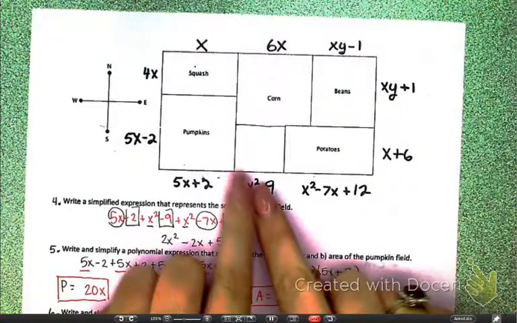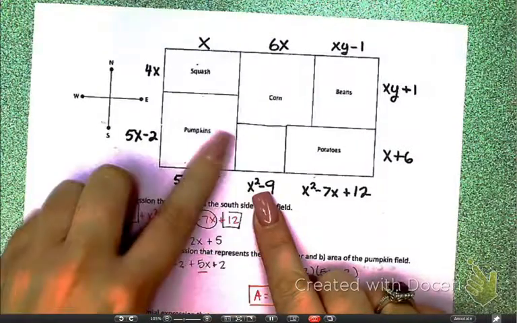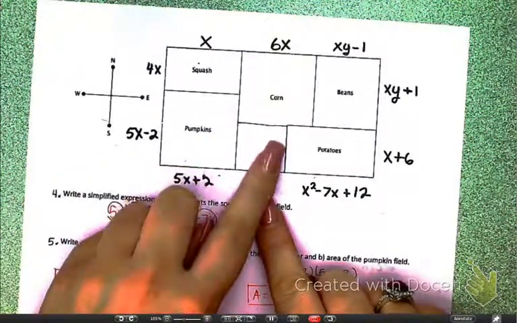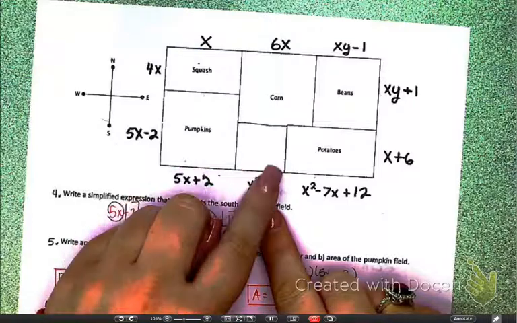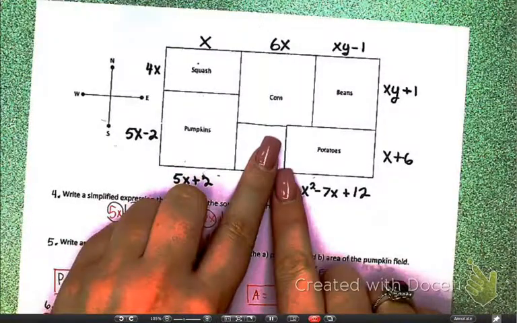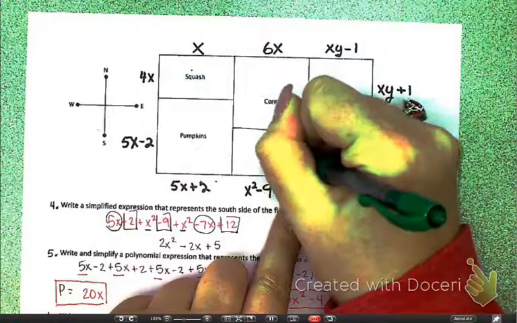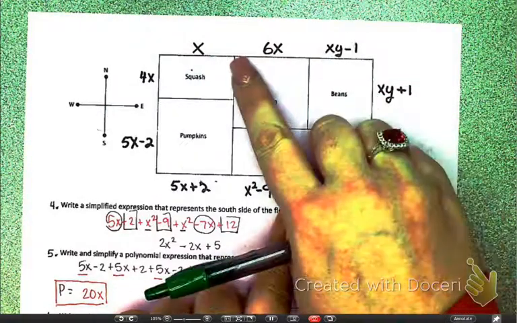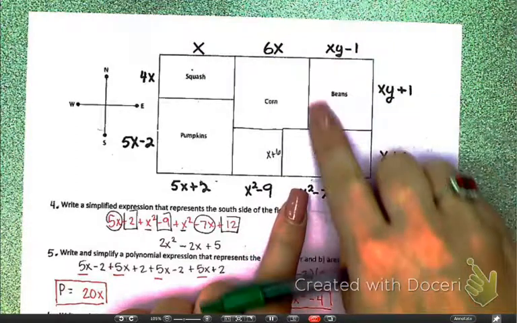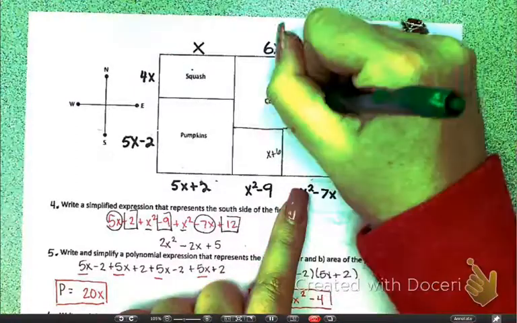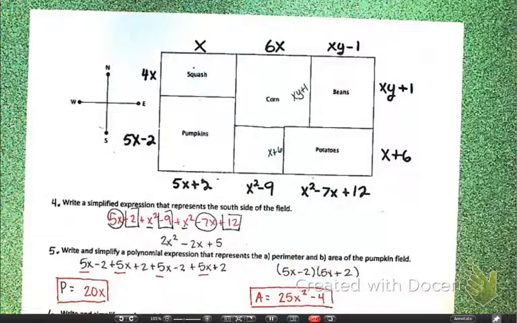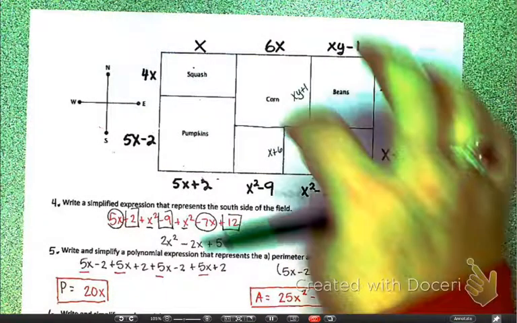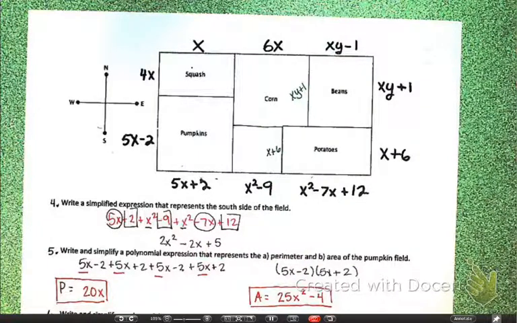Because I know this piece here is x squared minus 9. Do I know what this side length is? x plus 6. It's the same as the potato. And I know this is 6x. Do I know what this length is? xy plus 1. So we need to find the area of each of these rectangles and then add them together to find the whole area.